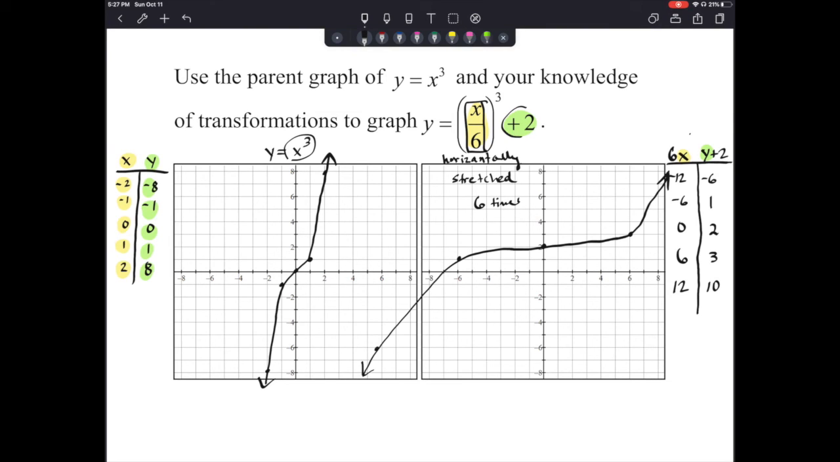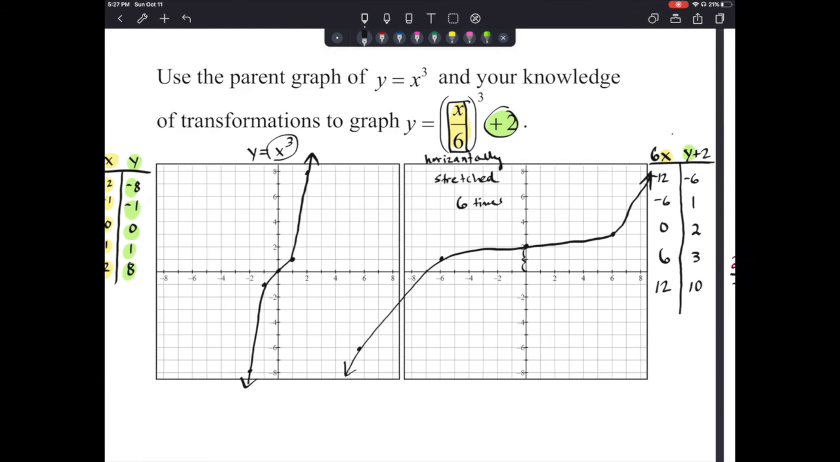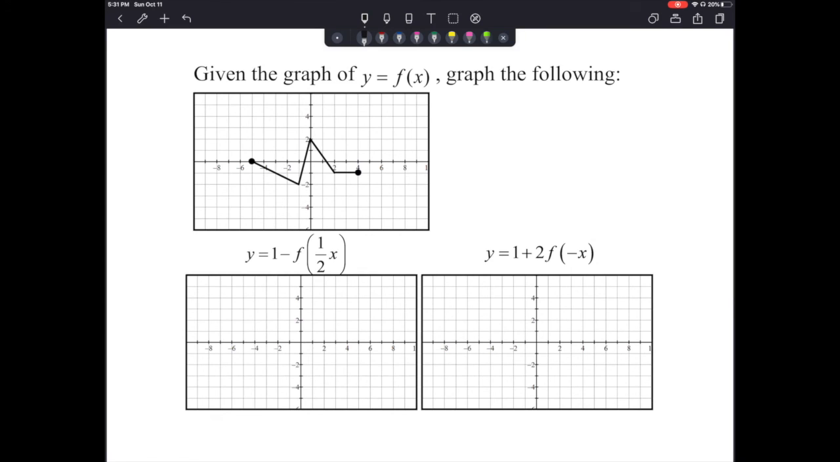And then you can see the plus 2 when it's been moved up 2 units there. All right, let's move on. All right, on to our last problem. Given the graph of y equals f of x, graph the following. So we're given a couple transformations that they'd like for us to do.